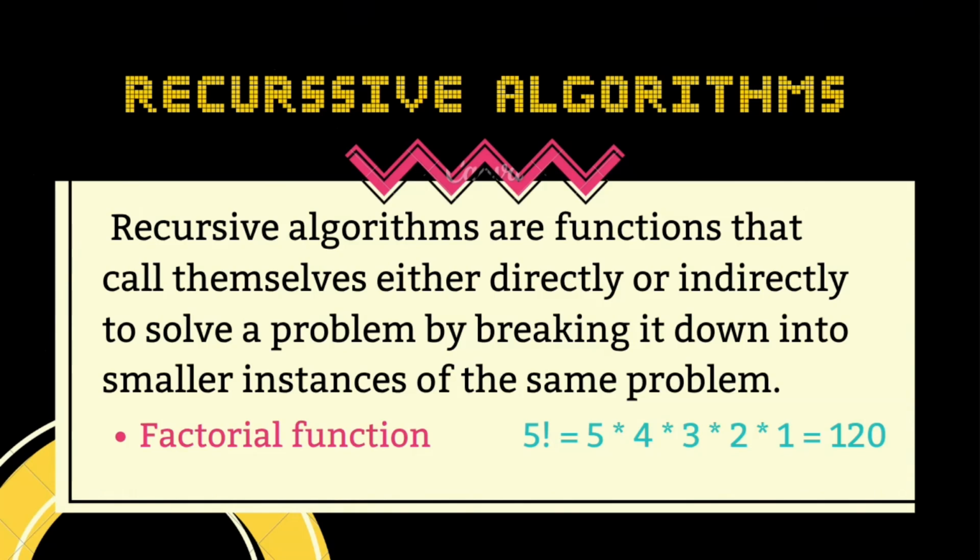Recursive algorithms are functions that call themselves either directly or indirectly to solve a problem by breaking it down into smaller instances of the same problem. For example, the factorial function. Factorial calculation using recursion is a classic example where the factorial of a number is computed by recursively calling the factorial function for smaller numbers.